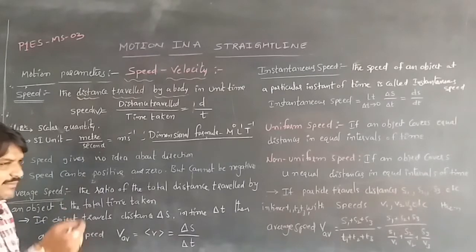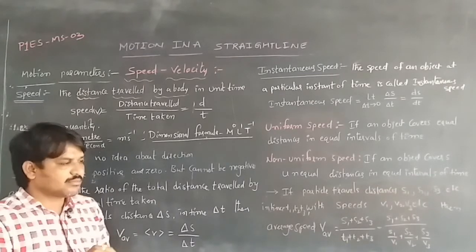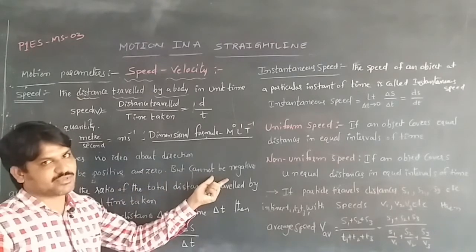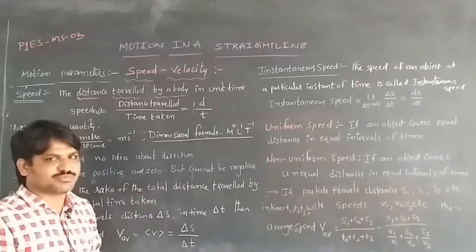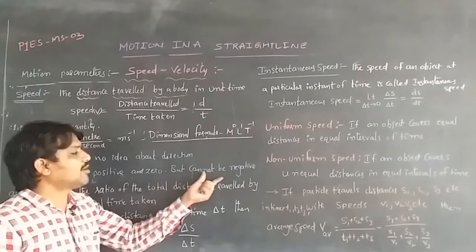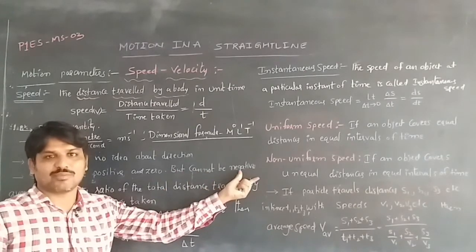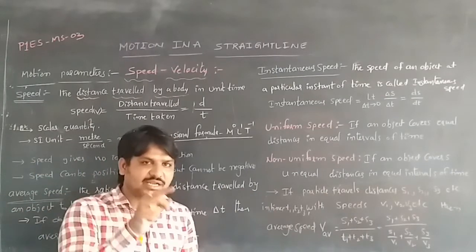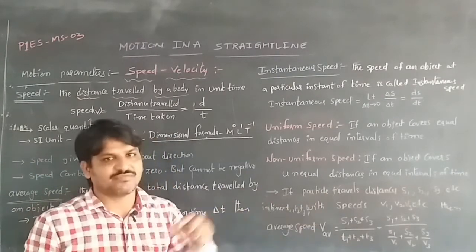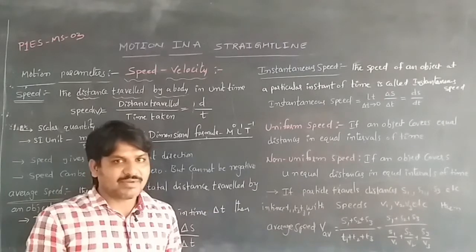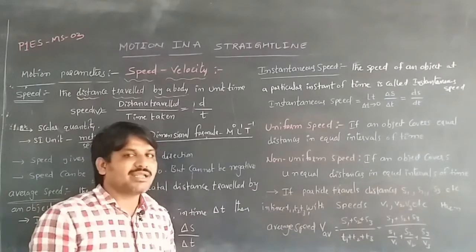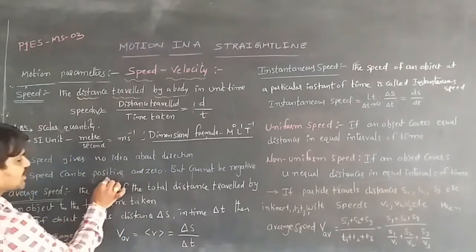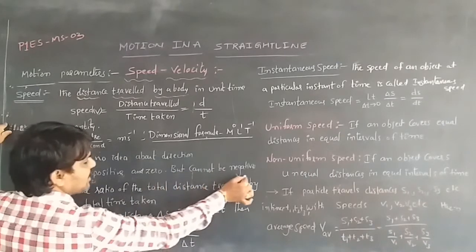Then speed can be positive or zero, but it cannot be negative. If the body is not moving, then it has zero speed. If the body is moving, it has a positive value of speed. But speed cannot be negative. So speed can be positive and zero but cannot be negative.